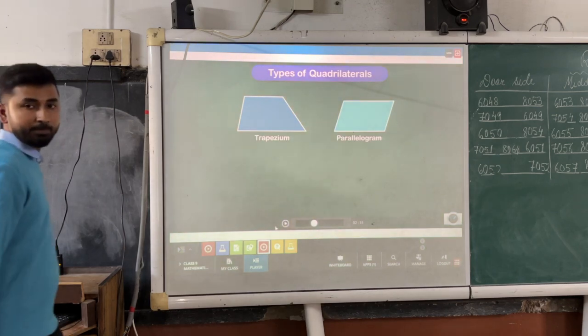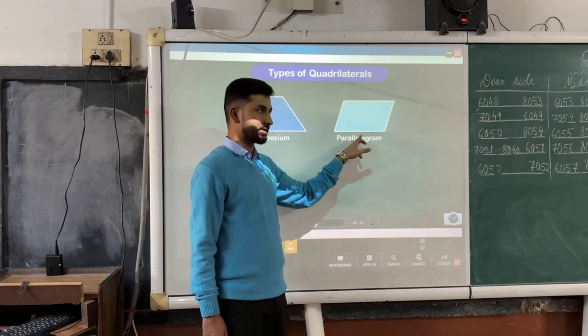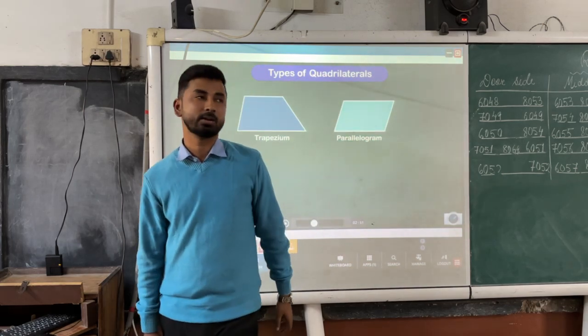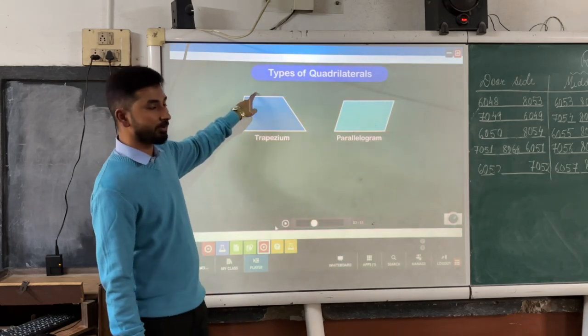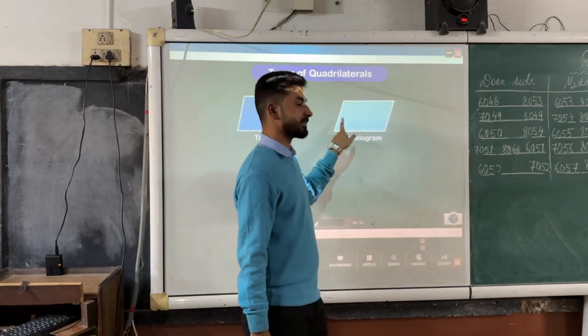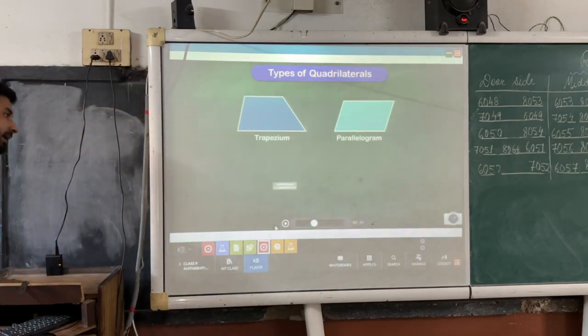If both pairs of opposite sides of a quadrilateral are parallel, that means this side is parallel to this side, as well as this side is parallel to this side, then such quadrilaterals are called parallelograms. If one pair of opposite sides is parallel, it is a trapezium. If both pairs are parallel, it is a parallelogram. Now under parallelogram, we will have different types of quadrilaterals.